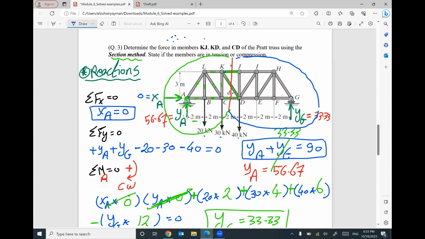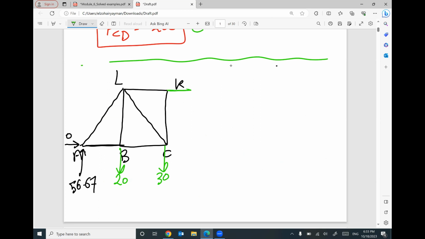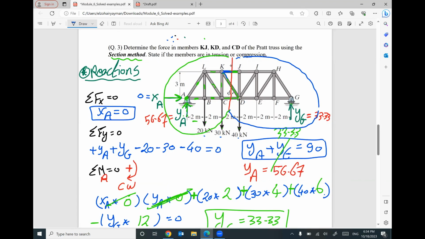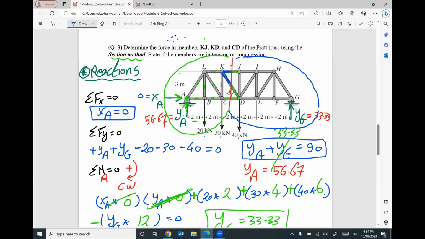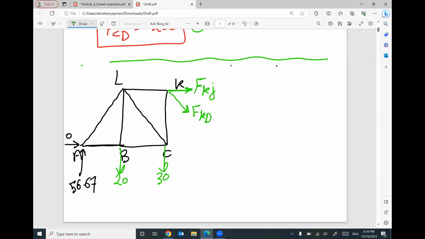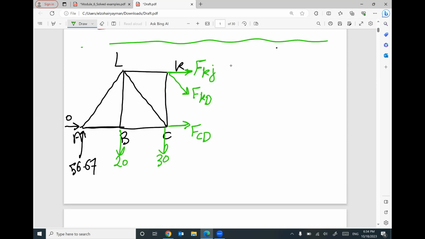We did cut in this member, so I will have a force like this. How much? F KJ. I did cut in this member, so I will have a force F KD. I did cut in this member, so I will have a force F CD. Does that make sense?